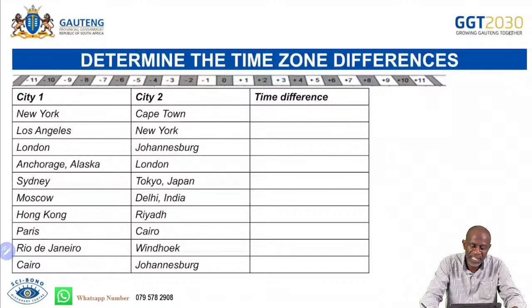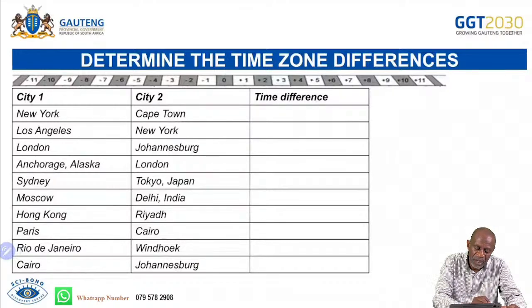Now, here is your question. Determine the time difference between the cities in column 1 as opposed to cities in column 2. Right. So the first one asks us to determine between New York and Cape Town, and we'll write the time difference this side. Los Angeles and New York, and then we'll indicate the time. London and Johannesburg, we will indicate the time.